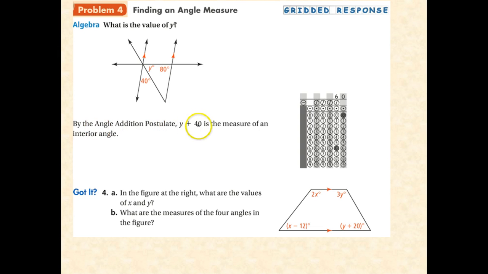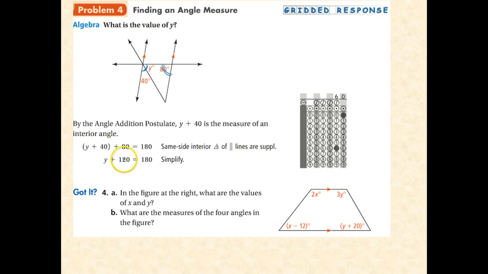By the angle addition postulate, y plus 40 is the measure of an interior angle. So if we're thinking about this whole angle here and this whole angle here, these two are supplementary. This angle is y plus 40 by angle addition postulate, and this angle is 80. So y plus 40 plus 80 equals 180, because same side interior angles of parallel lines are supplementary.